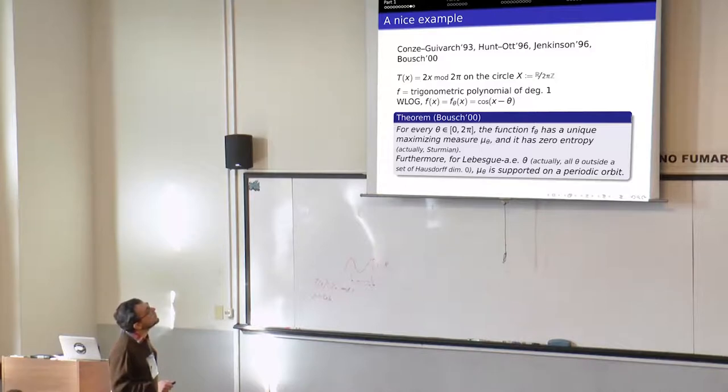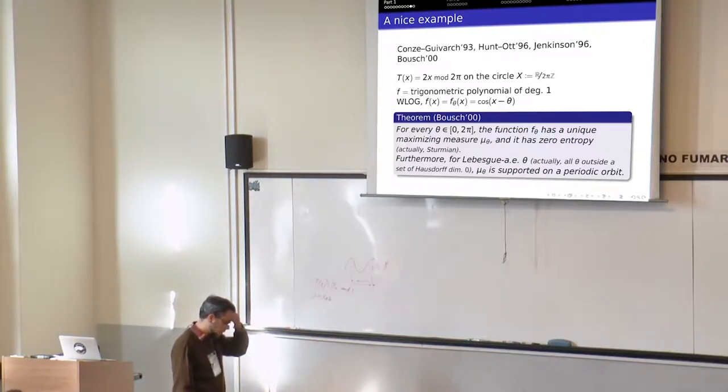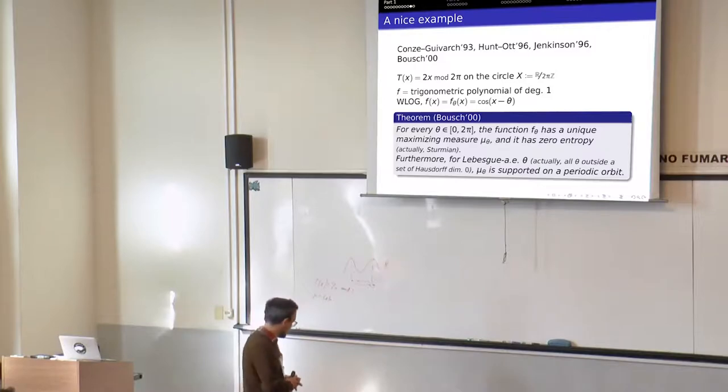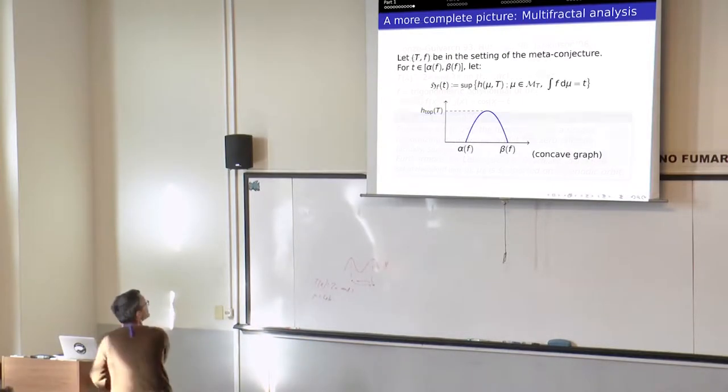And what happens if you take theta randomly, so let's say for Lebesgue almost every theta, this measure will be supported on a periodic orbit. As I said, it's not any periodic orbit. It has some restrictions. It must be Sturmian. And it's even stronger than that. The set of bad thetas for which this measure is not periodic has zero Hausdorff dimension. So it's an extremely thin set where you don't have this periodicity.